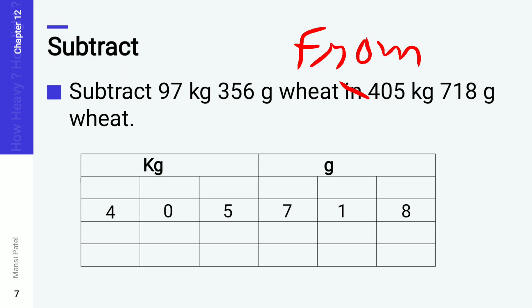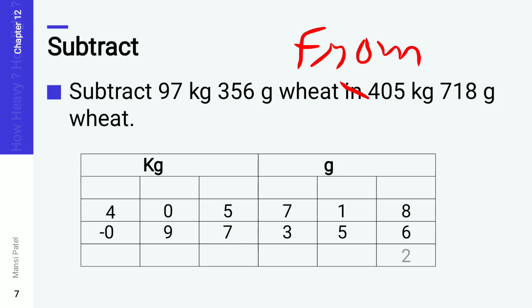Now from this kilogram and gram, you have to subtract 97 kilogram. But see here, above it there is 405 kilogram. So what do you want to do? First you have to write down 0, because in this kilogram unit only 2 digits are there. So first we put 0 and then write down 97 kilogram. How many grams are there? 356 grams are there. Now do the subtraction.